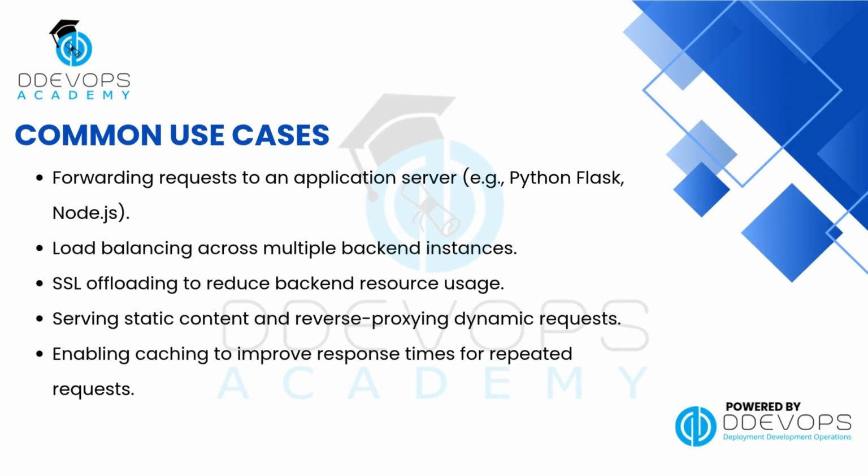Common use cases. Forwarding requests to an application server, e.g., Python Flask, Node.js. Load balancing across multiple backend instances. SSL offloading to reduce backend resource usage. Serving static content and reverse proxying dynamic requests. Enabling caching to improve response times for repeated requests.